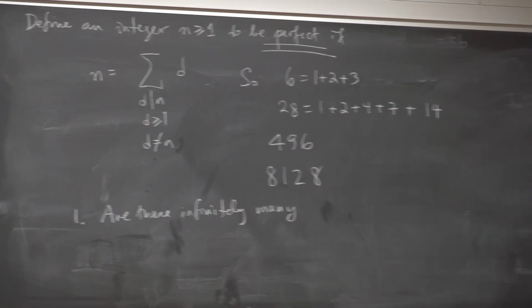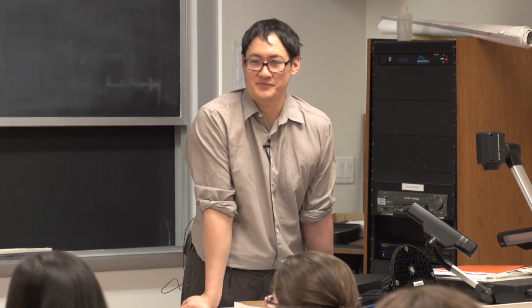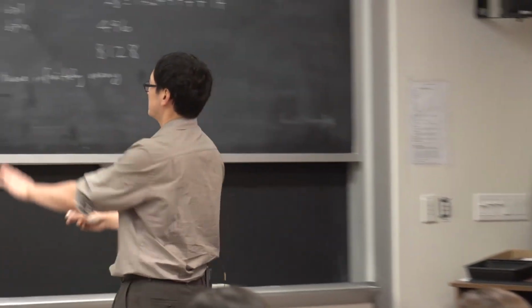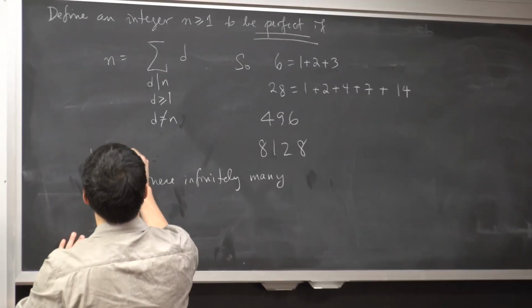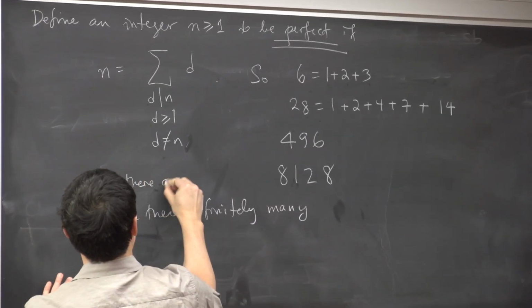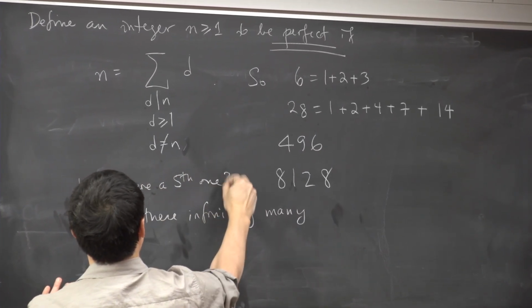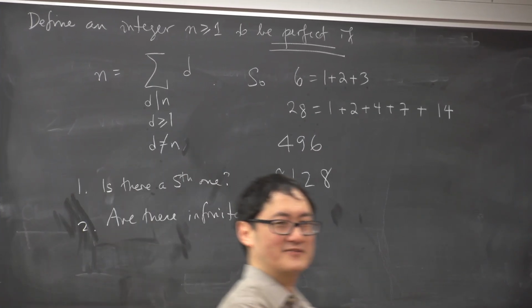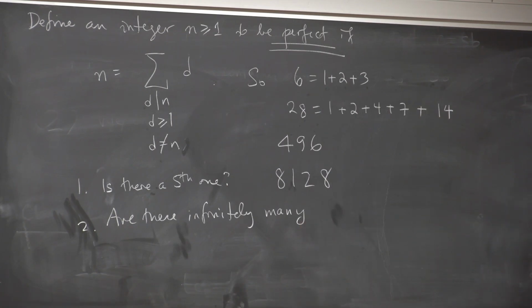I would try to find a next one, like 5 or 6 of them, before I ask whether there are infinitely many of them. Does that make sense? Okay. Is there a 5th one? And then maybe after you get 5, you can ask whether there are infinitely many.